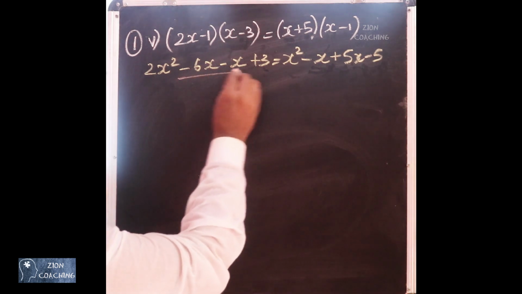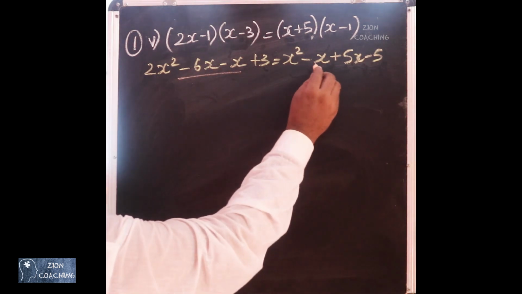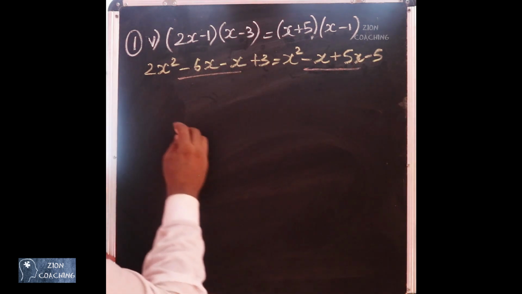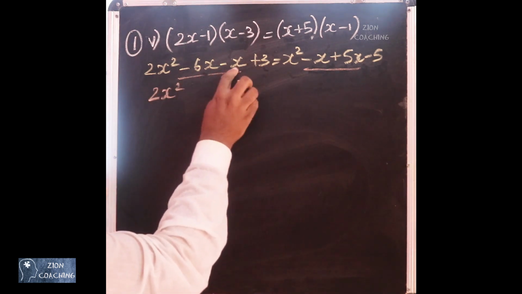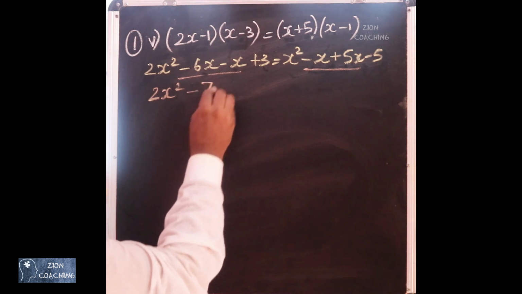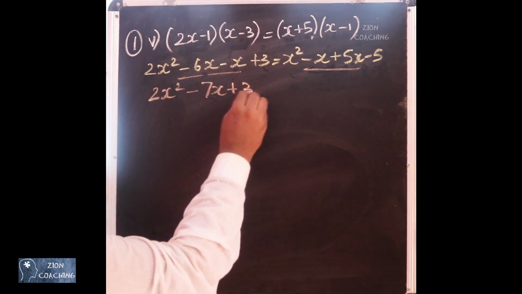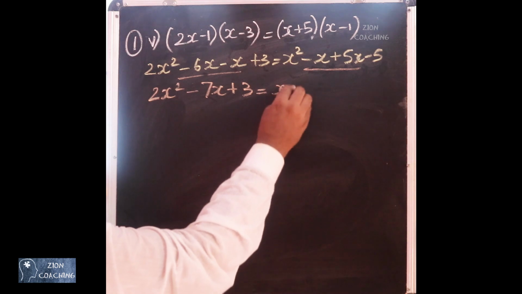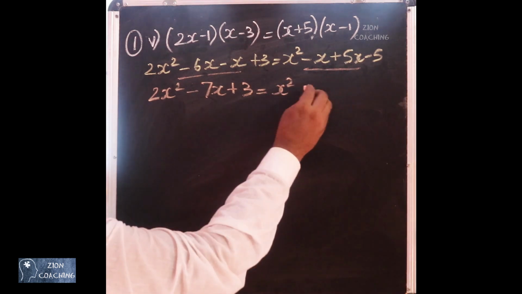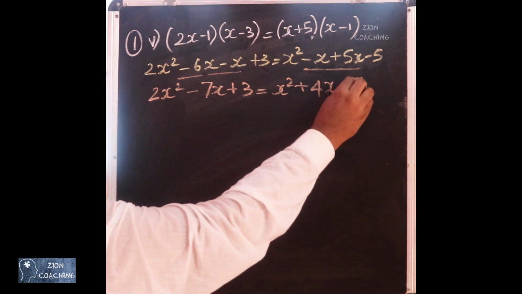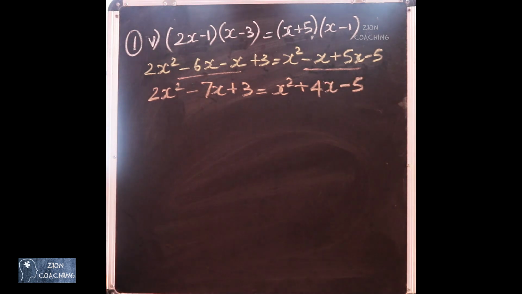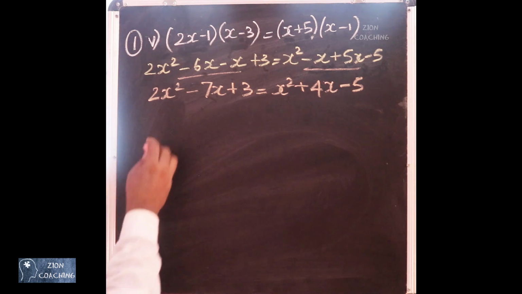We are having minus 6x and minus x. Here also we are having minus x and 5x. So we will have 2x squared minus 6x minus x will become minus 7x plus 3 equal to x squared minus x plus 5x will become 4x minus 5. Now we are going to bring all the terms to one single side.